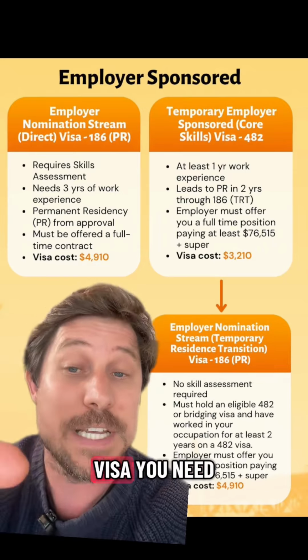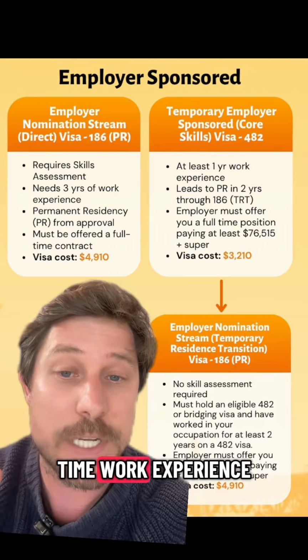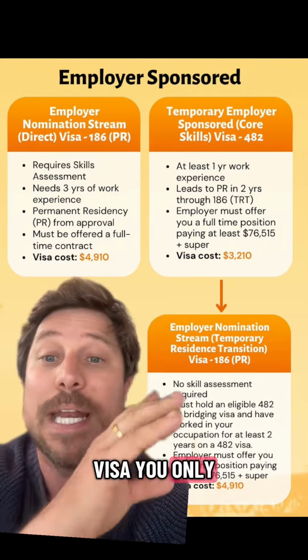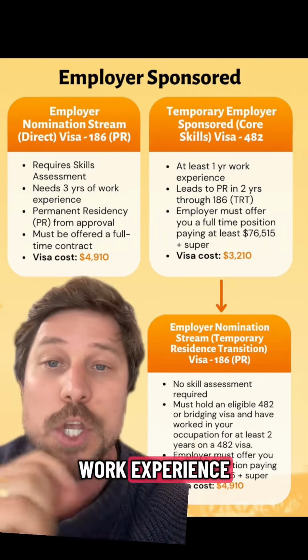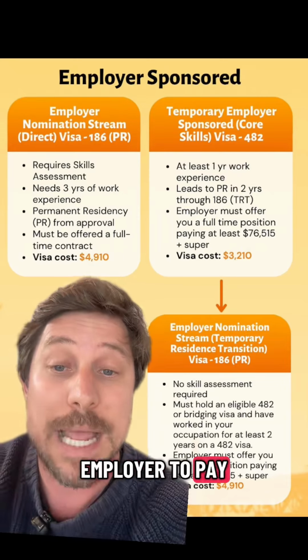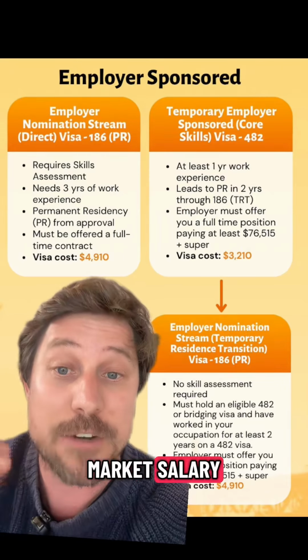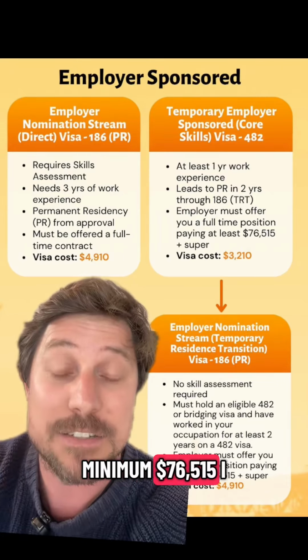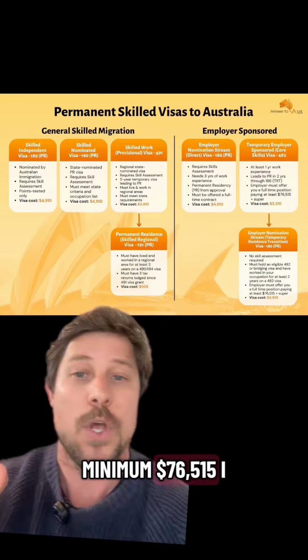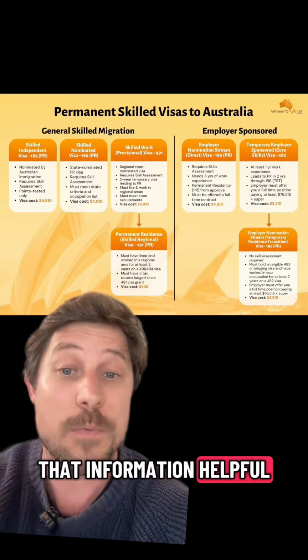For the permanent visa, you need 3 years full-time work experience. For the temporary visa, you only need 1 year of full-time work experience. You also need to have an employer pay you the Australian market salary, minimum $76,515.